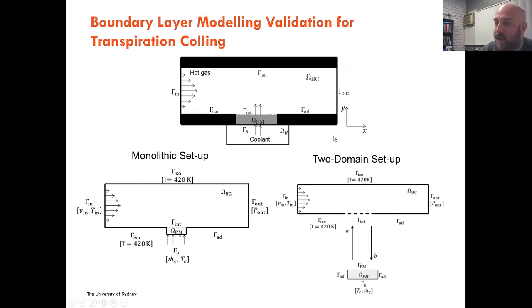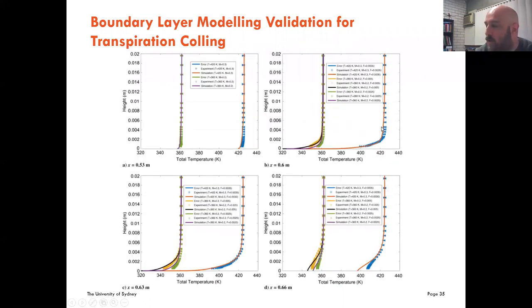And as you would expect, the monolithic setup did not solve the problem well, while the two-domain setup worked quite well. And you can see here that for different blowing ratios and wall temperatures, we were able to capture quite well the growth of the boundary layer downstream of the porous layer.